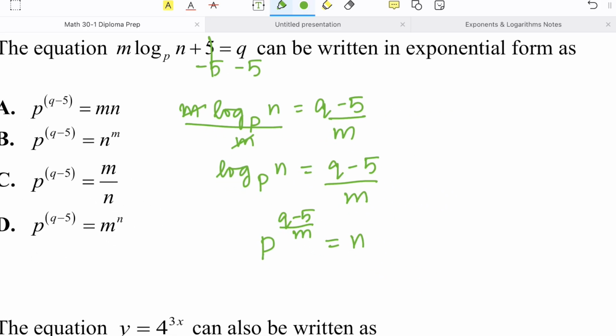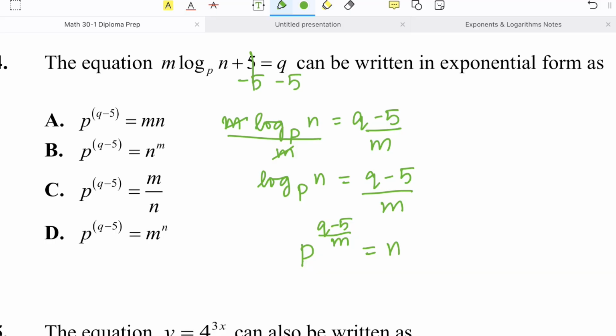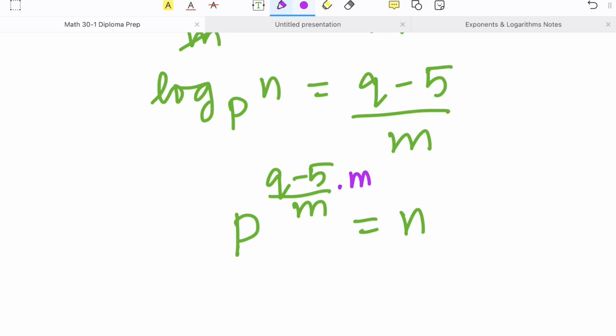Now that doesn't quite match what I'm trying to do here. So what I'm going to do, I'm going to multiply both sides by m. M and m cancel. And you can check your work by using math alpha math.